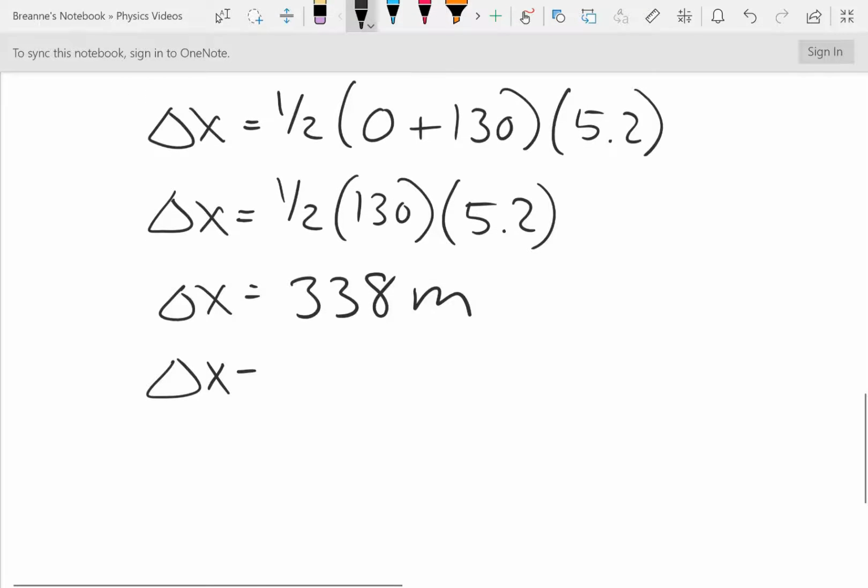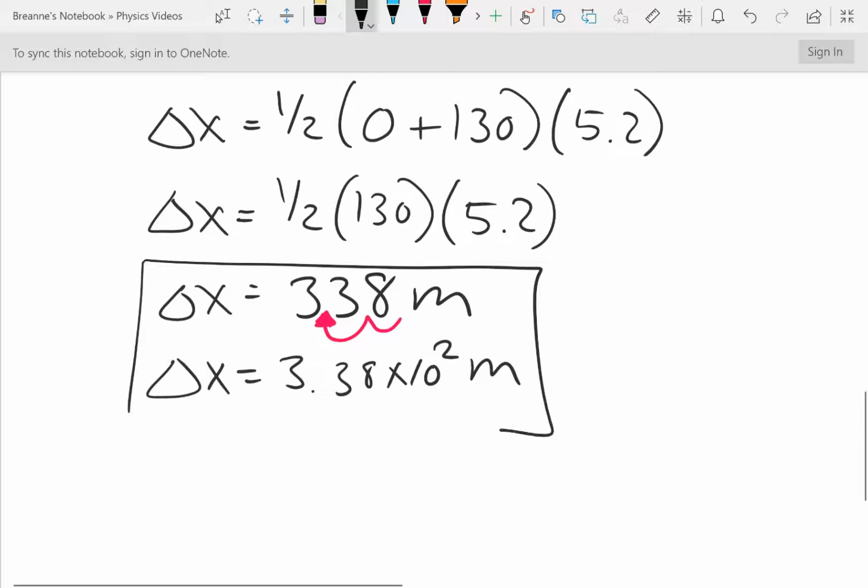To put into scientific notation, we have to move the decimal 2 times because we want there to be only one number in front of the decimal. So you have 3.38 times 10 to the 2 meters because we moved it 2 times. So there's our answer in standard and scientific form.